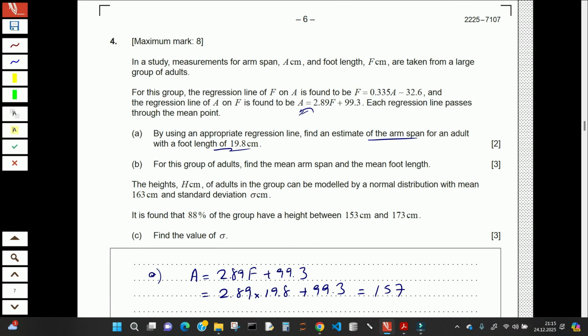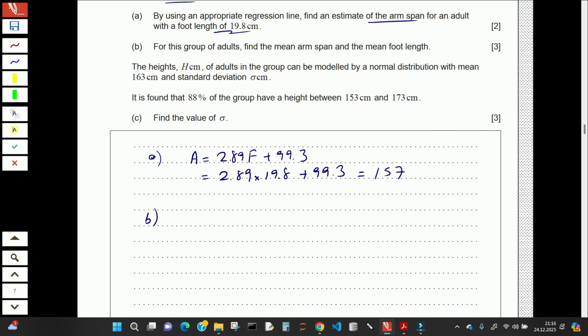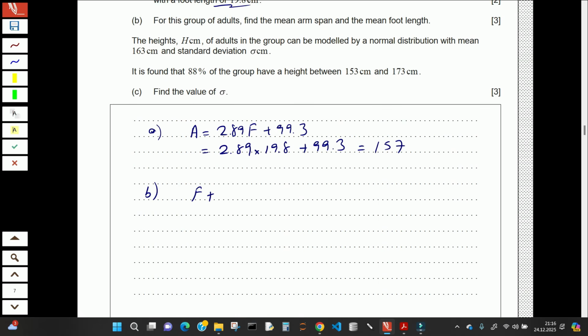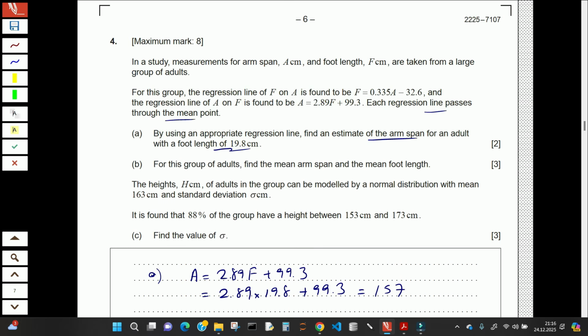Question B. For this group of adults, find the mean arm span and the mean foot length. So it's given that each regression line passes through the mean point. It means the intersection of these two equations will give us the mean point. So let's find the intersection of these two equations. I know already F in terms of A, and if I write the second equation in terms of A, or we can write the first one in terms of F. Yeah, the first one will be in this case (F plus 32.6) over 0.335, which will give us A.